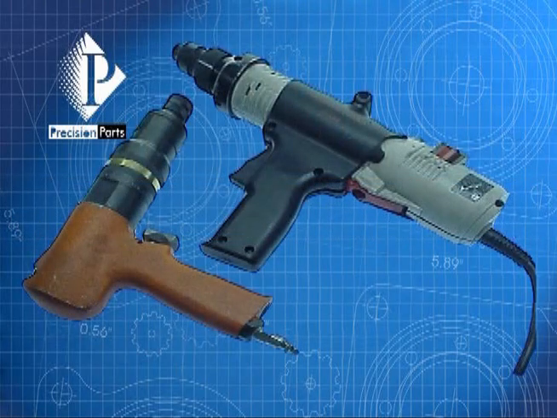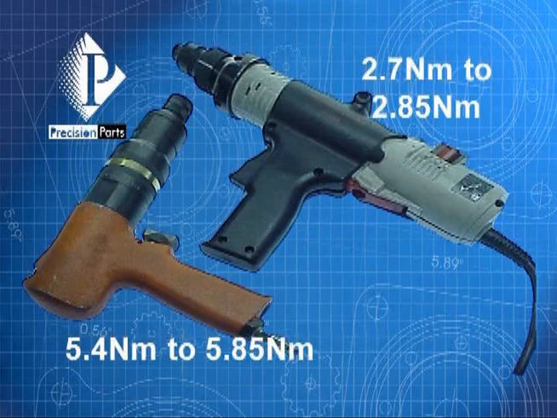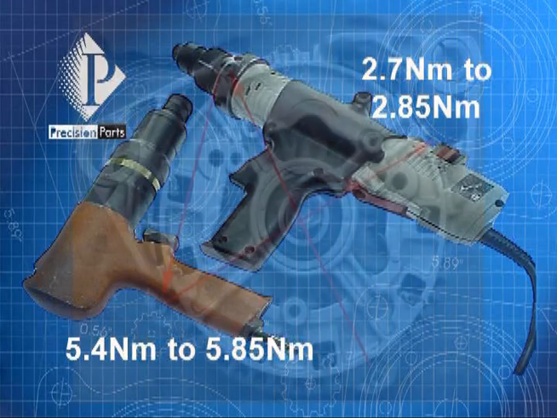PPR uses torque guns to apply the torque to fasteners. Each gun is preset to a specific torque. You must use the correct gun to apply the correct torque. In this case, the orange gun would provide the proper torque.